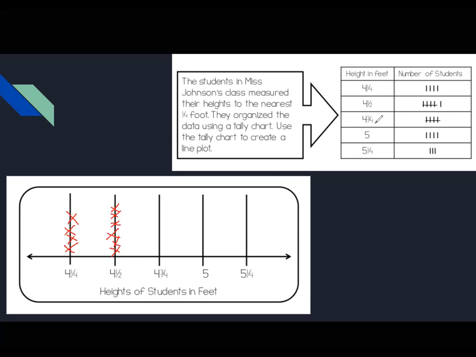And next we have 4 3/4. And if we look at our data, we have 5 students. Next we have 5 feet, and we have 4 students who measured 5 feet. And last we have 5 1/4 with a total of 3 students. So there's our line plot showing the heights of students in feet.